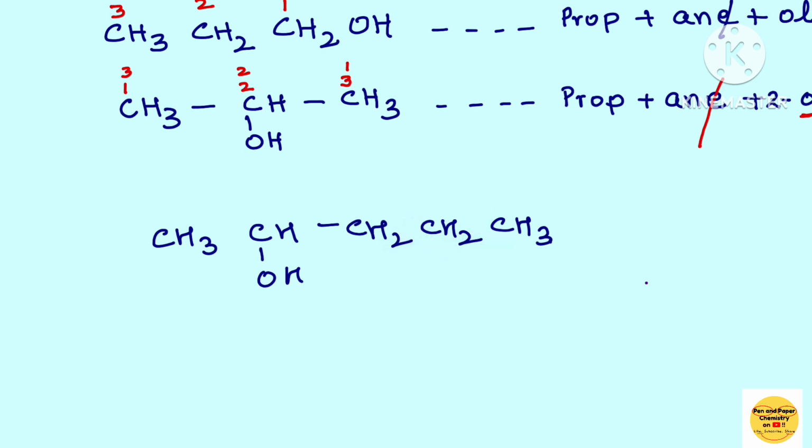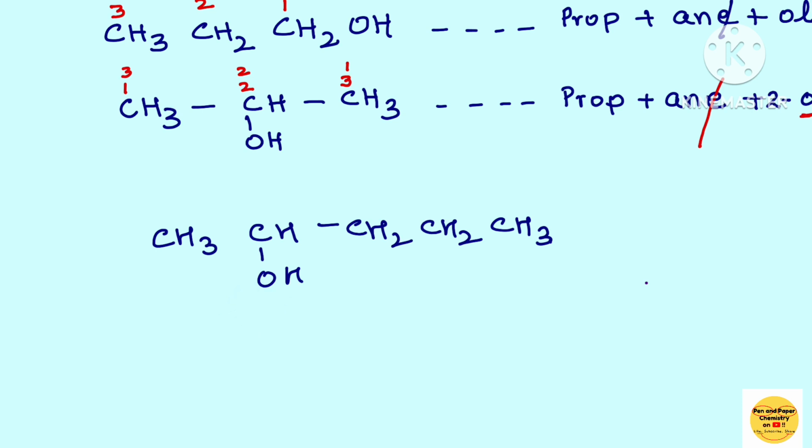Now again, tell me, which side should I number it from? Left to right or right to left? Let's see. 1, 2, 3, 4, 5. That means my OH group is getting position number 2. Now let me start numbering it from the right hand side. 1, 2, 3, 4, 5. What position number does my OH group get? It gets position number 4.